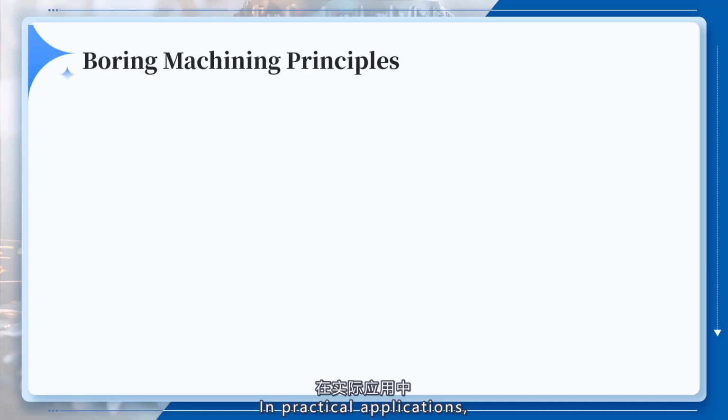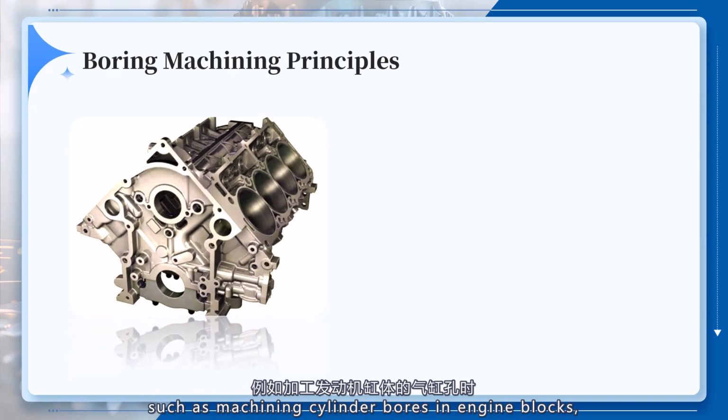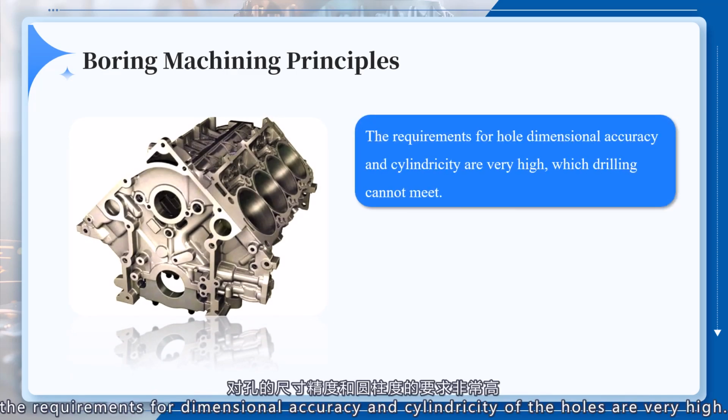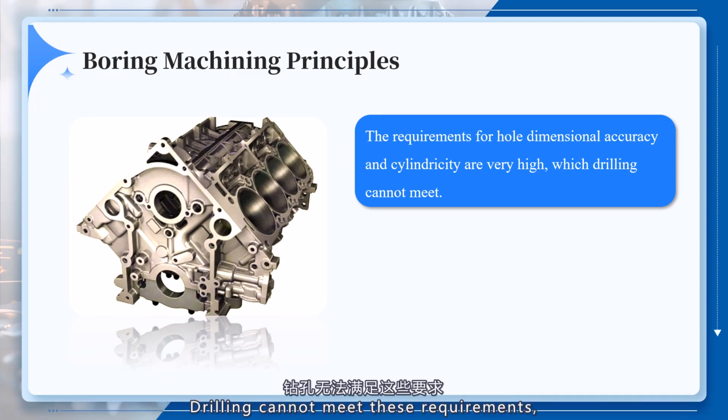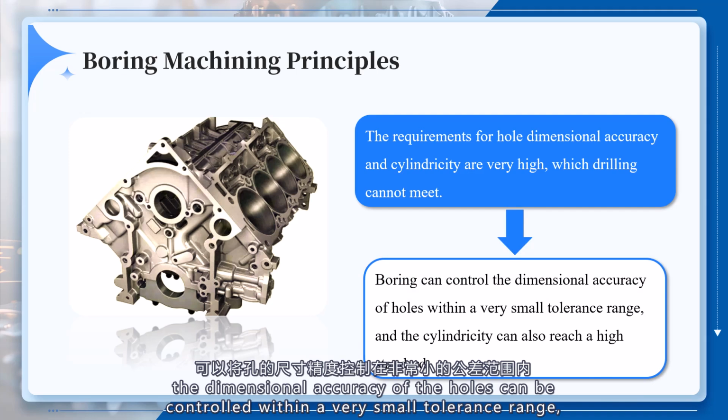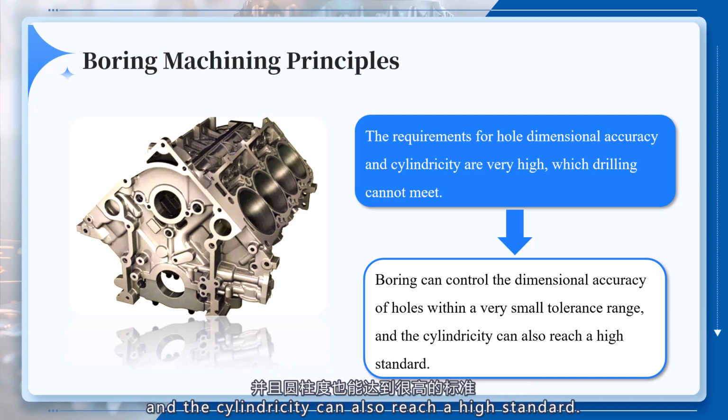In practical applications, such as machining cylinder bores in engine blocks, the requirements for dimensional accuracy and cylindricity of the holes are very high. Drilling cannot meet these requirements, so boring machining is necessary. Through boring, the dimensional accuracy of the holes can be controlled within a very small tolerance range, and the cylindricity can also reach a high standard.